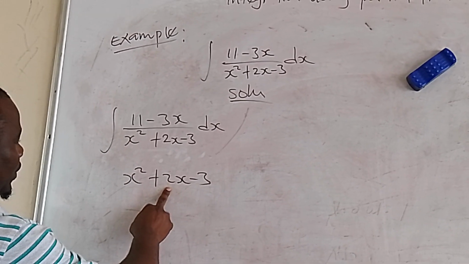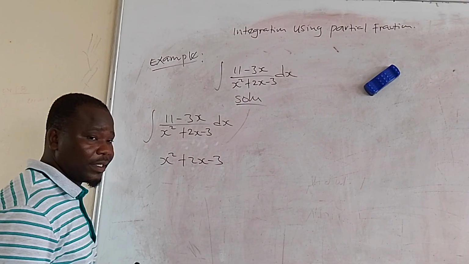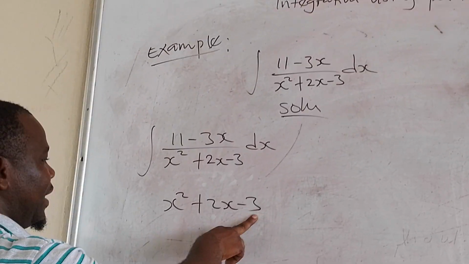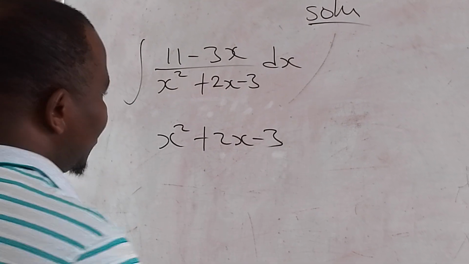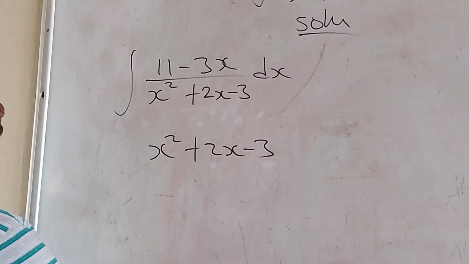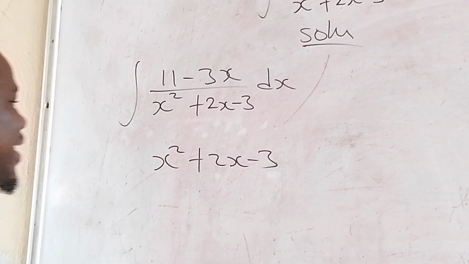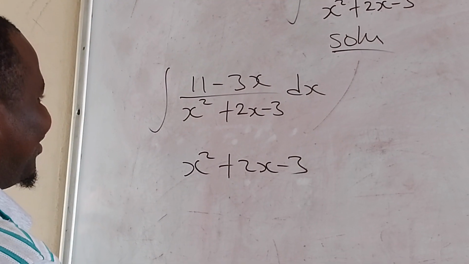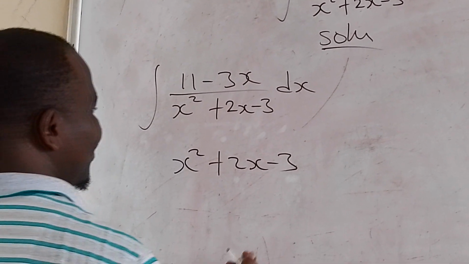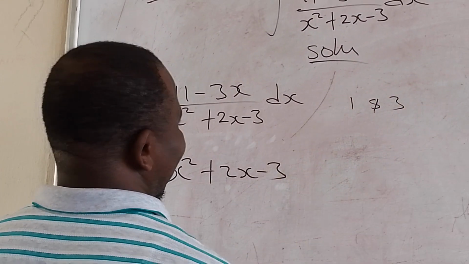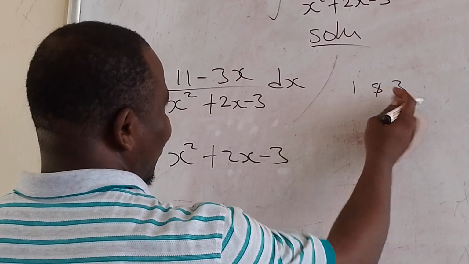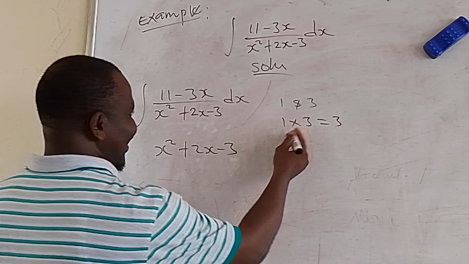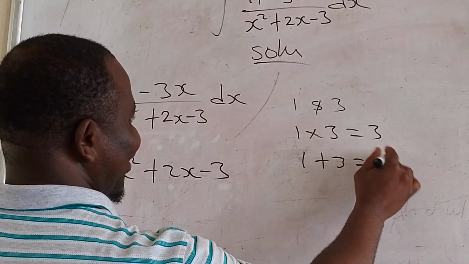this is the sum, while this is the product, isn't it? Ask yourself what two numbers you can multiply together to give you minus 3. Then you add the same numbers to give you plus 2 here. Is that clear? So let's think of numbers. Let's say 1 and 3. It means plus 1 and plus 3. Plus 1 times plus 3 will give us 3. Then let us add plus 1 plus 3. It will give us 4.